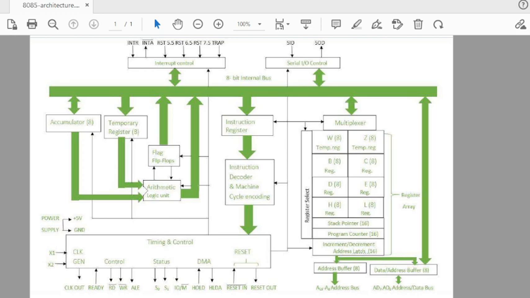Instruction decoder, machine cycle encoding, temporary register, multiplexer, register select and W and Z registers are not in the main building blocks of the 8085. The main building blocks of the 8085 are 9.